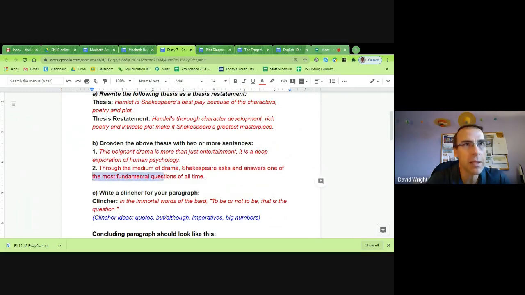See how big that is? Fundamental questions of all time? So this is now really big. I've used a superlative. I've used the word most. So this is one way to broaden something out. You use some superlatives: biggest, greatest, strongest, fastest, most popular. So using those are called superlatives. So I've now used a superlative to make the topic even bigger. Now we're not just talking about Hamlet as being a great play, but we're talking about it answering the most fundamental questions of all time.